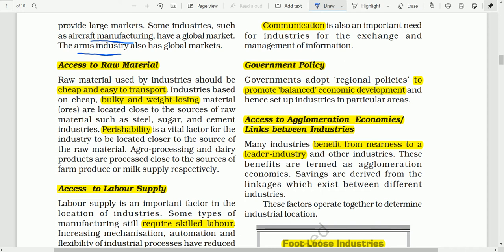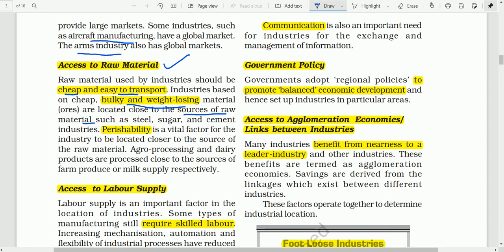Next, we have access to raw material. Okay, so raw material used by the industries should be cheap and easy to transport. The raw material should be cheap to maximize the profit, and transportation cost also should be the least. So industries based on cheap, bulky, and weight-losing material, that is ores, are located close to the source of the raw material. We have just discussed this a few minutes ago.